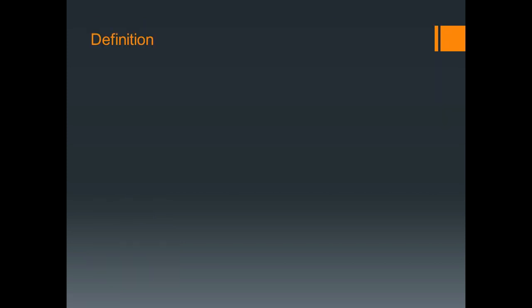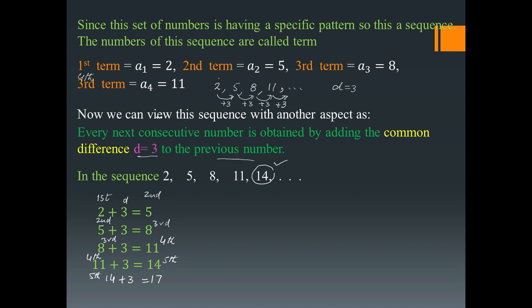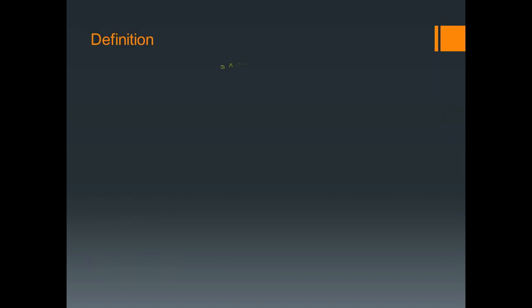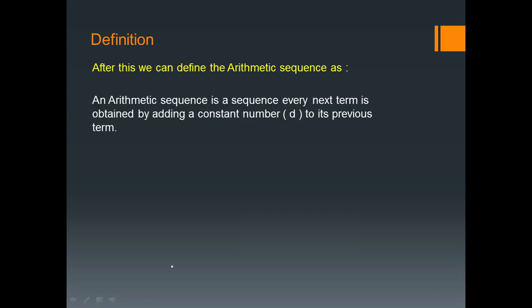So keeping in mind this pattern, what will be the definition of the arithmetic sequence? After this, we define the arithmetic sequence as: an arithmetic sequence is a sequence in which every next term is obtained by adding a constant number, which is the common difference, to its previous term.